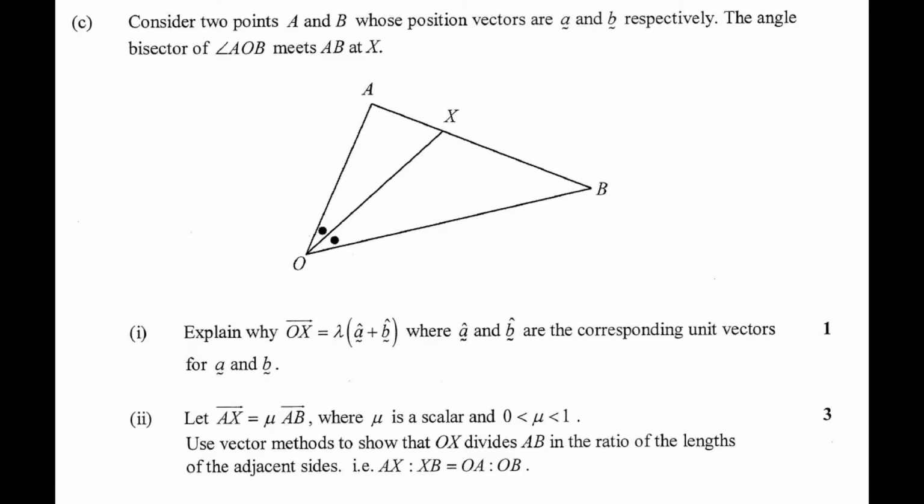be equal to mu AB vector, where mu is a scalar between 0 and 1, so essentially a fraction. And you can kind of see that from the diagram in the question. The vector AX is clearly some fraction of the vector AB because X lies between A and B. We're then told to use vector methods to show that the line OX divides the line AB in the ratio of the lengths of the adjacent sides. Or in other words, AX to AB, that ratio, will be equal to OA to OB. So yeah, let's take a look.